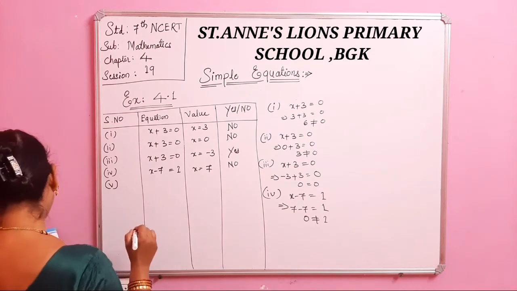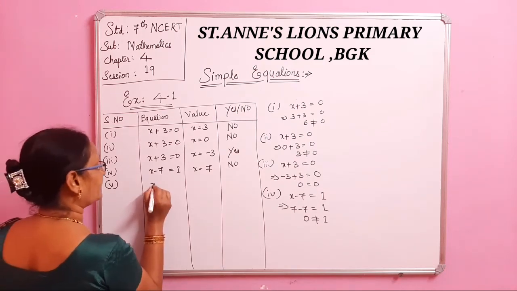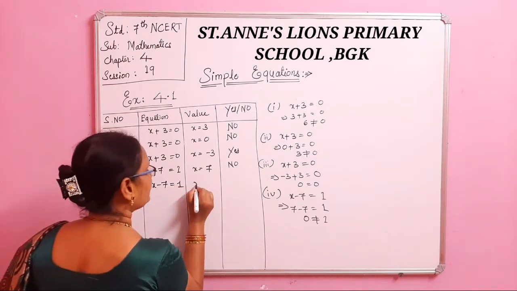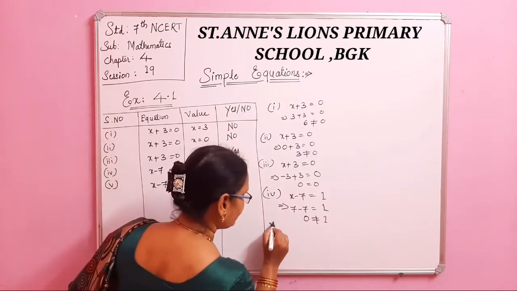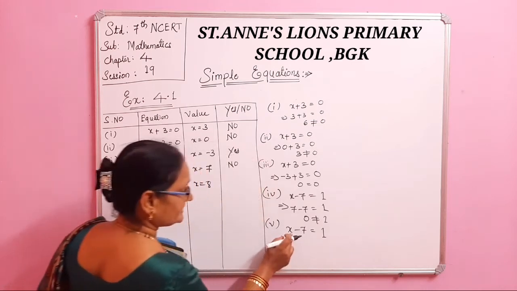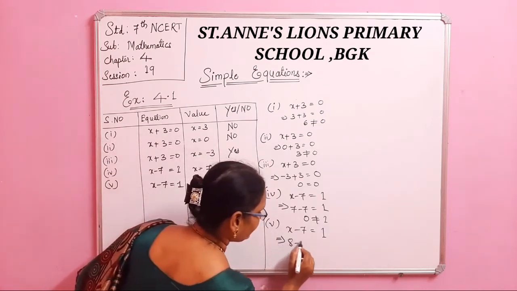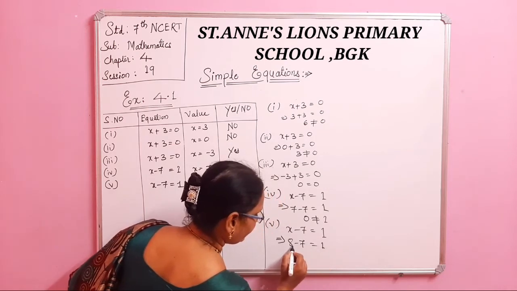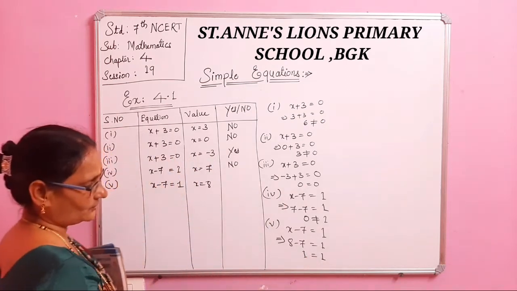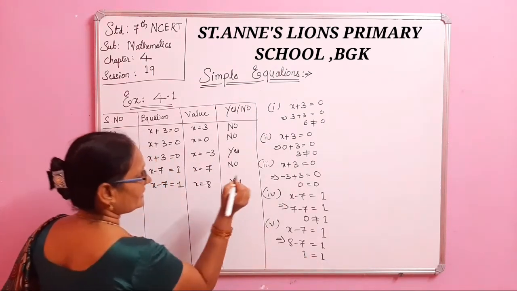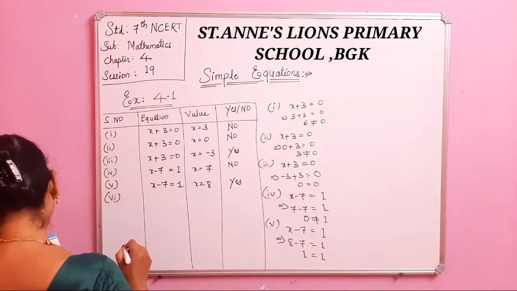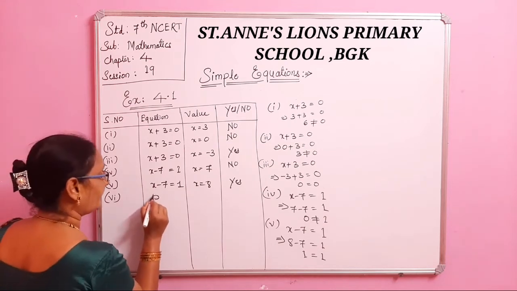Next, fifth one, x minus 7 equal to 1. Same equation, value is different. x equal to 8. We will see whether it is satisfied or not. x minus 7 is equal to 1. This implies, what is the x value given here? 8. 8 minus 7 is equal to 1. See, 8 minus 7 is 1, equal to 1. That means LHS equal to RHS. Yes, the value is satisfied.